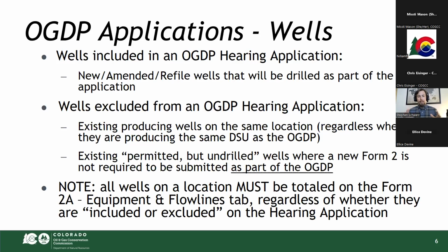I will make a clear note here. All wells on a location must be totaled on the Form 2A Equipment and Flow Lines tab, just as my colleague Misty went over. And this is regardless of whether they are included or excluded on the hearing application. These 2 bullets in the text on this slide are mainly targeting the hearing application. The 2A always needs to have the full location well count.